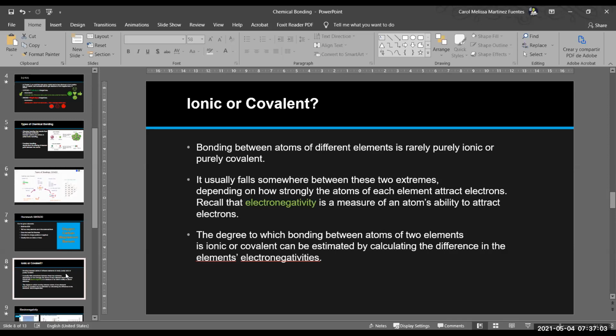Electronegativity is a measure of the atom's ability to attract electrons. So the more electronegative an element is, the more attractive it is, so it's going to attract electrons. Fluorine, which is the element that has the most electronegativity, is going to attract more electrons. Now, the degree to which bonding between atoms of two elements is ionic or covalent can be estimated by calculating the difference in the elements' electronegativities.